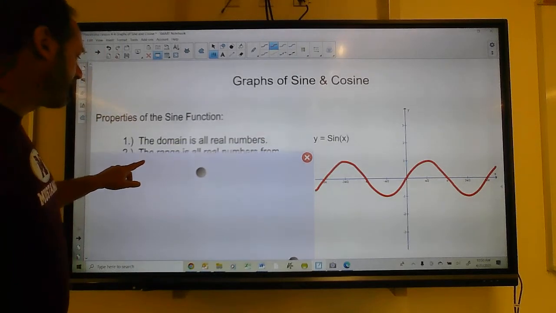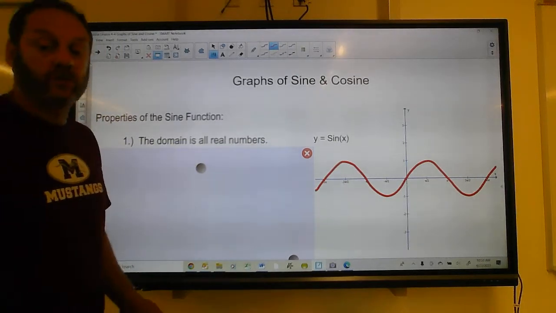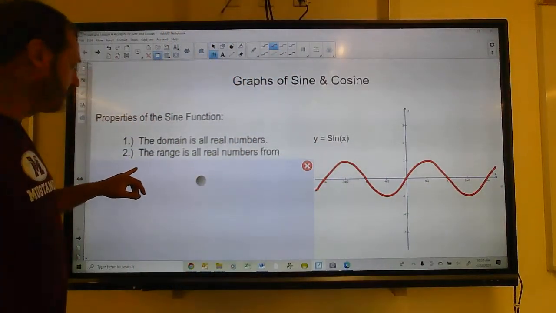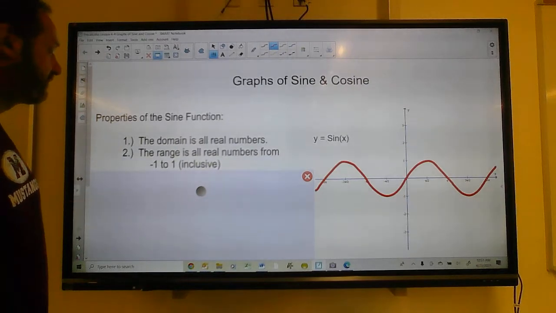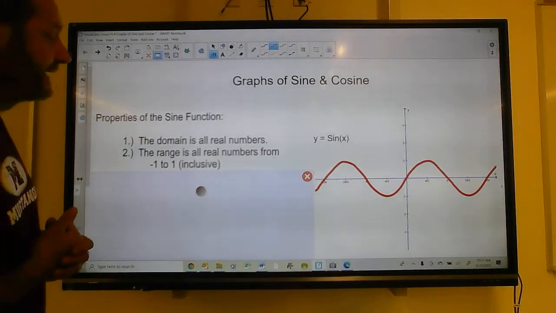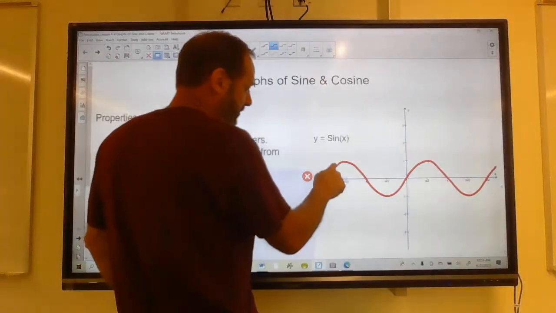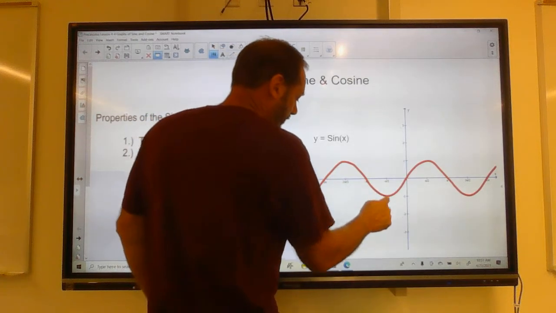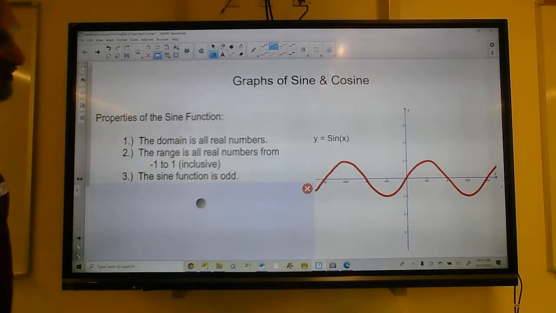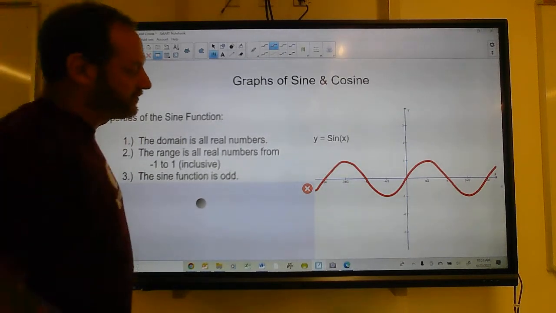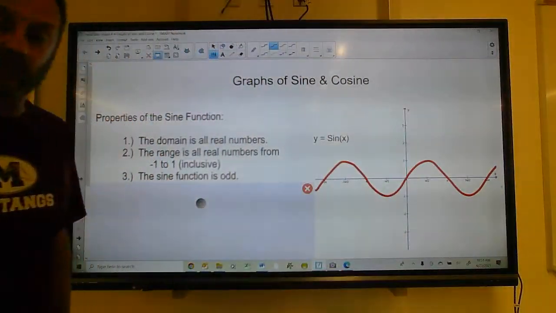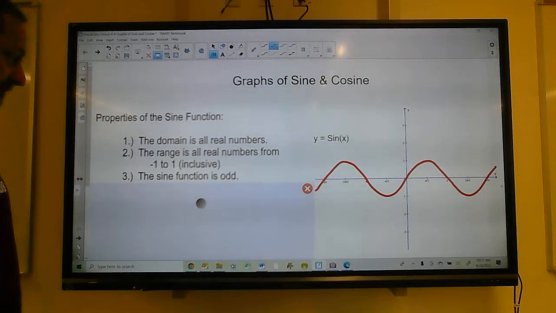So, first property is the domain's all real numbers. Okay? So I can put in any number along the x-axis I want. I'm going to get an answer. The range is all the real numbers from -1 to 1 inclusive, which means yes, -1 and 1 are also answers. So anything in between 1 and -1, there's going to be an answer. Nothing outside of that. The sine function is odd. So if I took this thing and I rotated it 180 degrees around the origin, I'd get the exact same function. You'd never even know that I did anything to it.